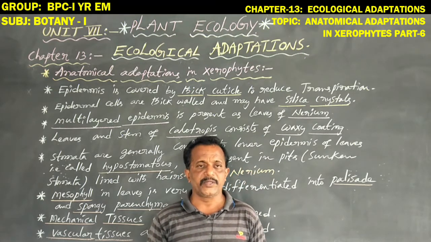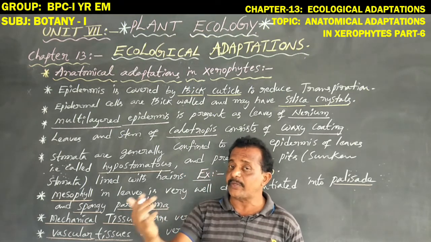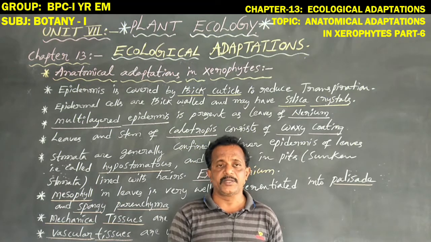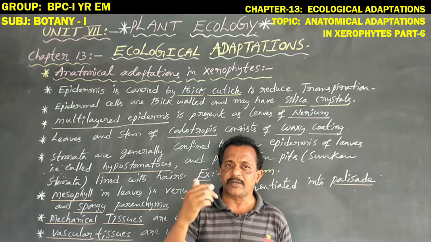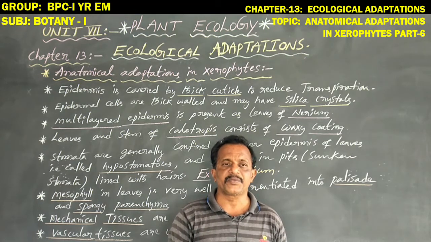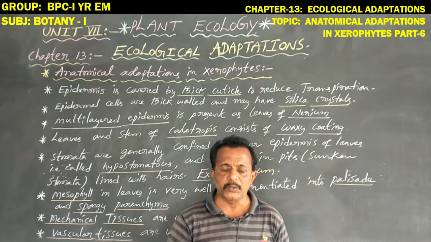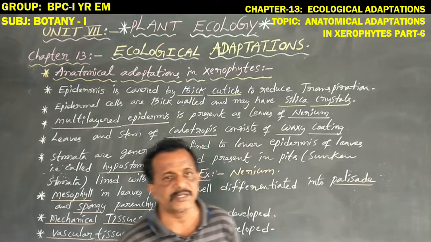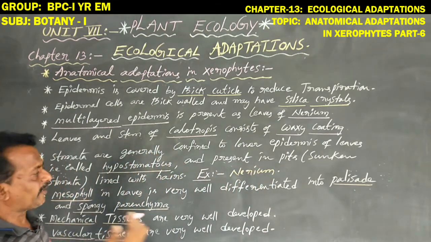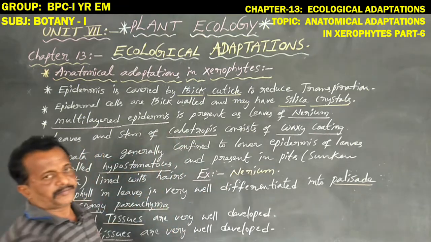In the Nerium leaf, a multilayered epidermis is present. Hypostomatous condition is present in the Nerium leaf. Sunken stomata are present in the Nerium leaf. And the sunken stomata are lined with hairs. That is the Nerium leaf. These are the important characteristic features of Nerium.